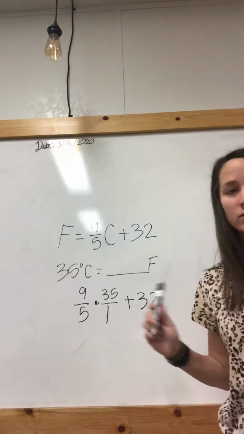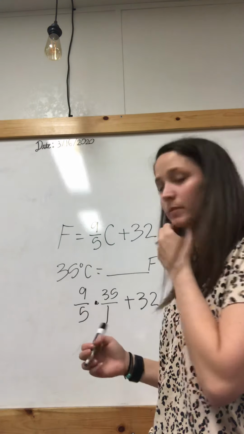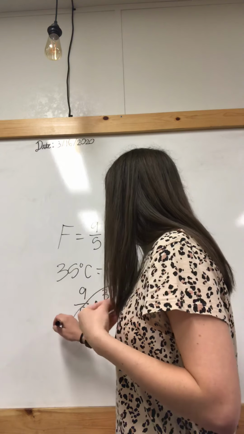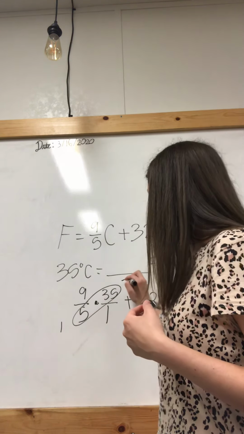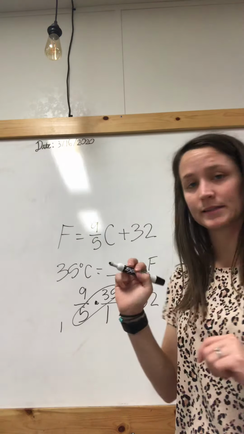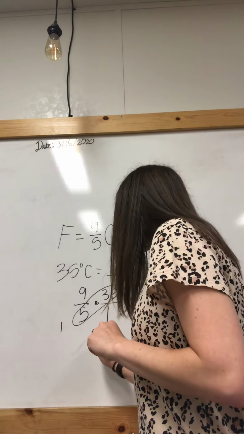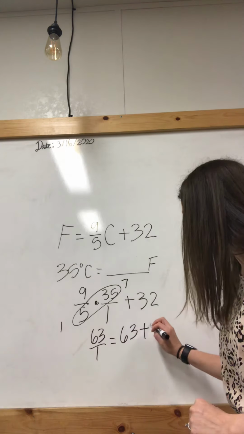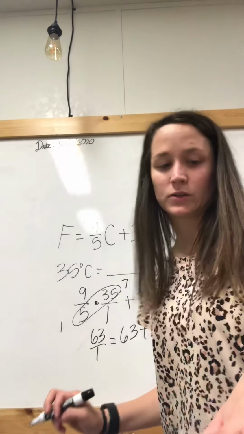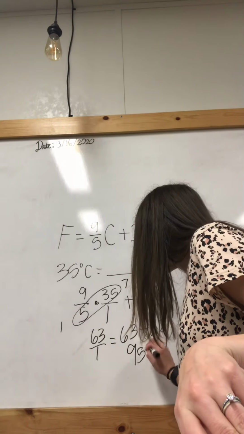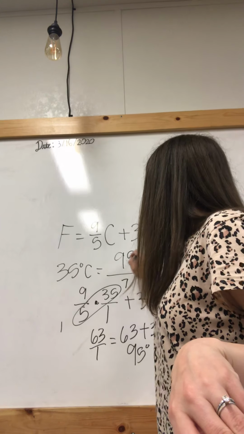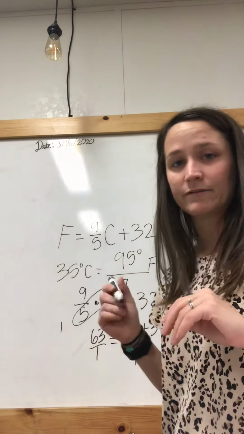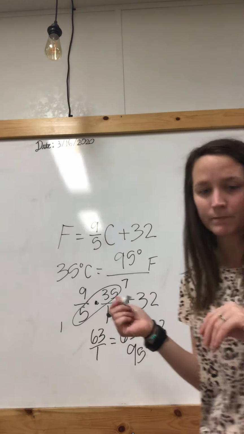So again, we can go back to the order of operations. We know that we need to first multiply, okay. You can reduce these two, so this becomes a 1. 5 divided by 5 is 1, 35 divided by 5 is 7. Okay, so 9 times 7 is 63 over 1, which can be reduced down to 63, and then we have to add 32, which gives us a total of 95 degrees, okay? So 35 degrees Celsius is equal to 95 degrees Fahrenheit, okay?